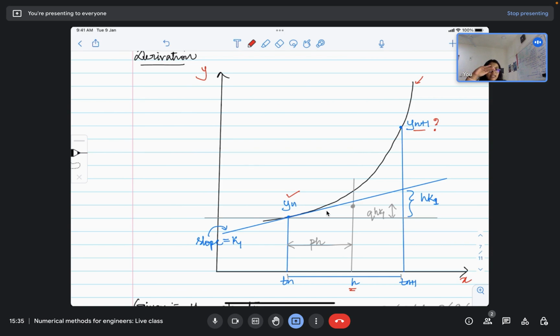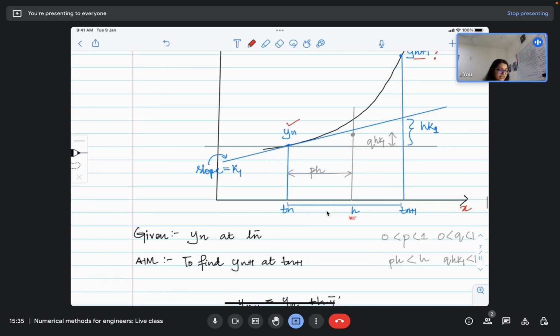This time we're not taking h by 2, because that was for convenience, for understanding better. It can be any intermediate point in between tn and tn plus 1. So let us consider a value p and q which lie between 0 and 1, and hence this distance ph and qh, which is evaluated with the help of p and q, gives intermediate points in the x-axis as well as the y-axis.